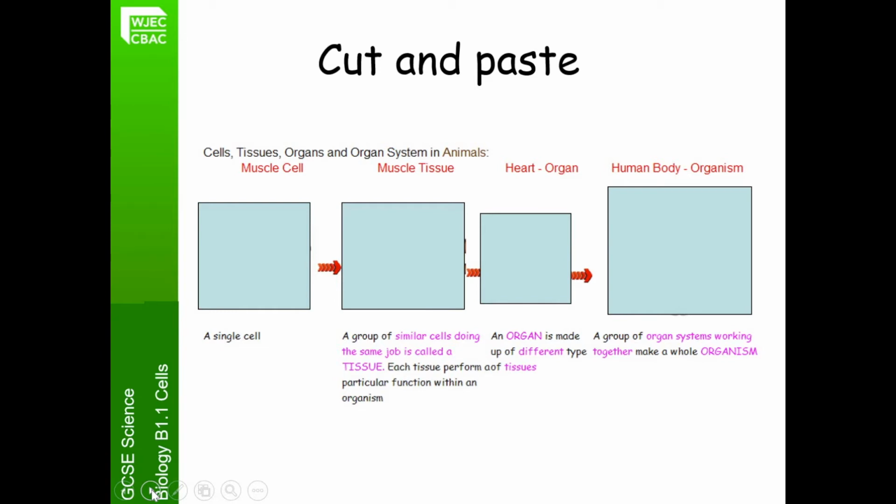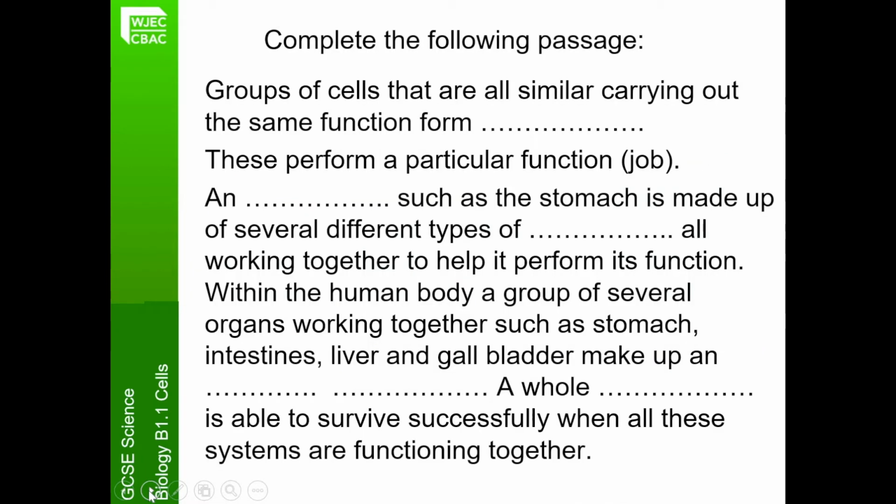So your little task in your book on page 25, at the back of your booklet, I'm hoping there should be some little cutout pieces. I'm afraid they're probably in black and white, not colour. You need to cut out the picture of one single muscle cell, and that starts off the cut and paste flow diagram here, then the muscle tissue, then the organ, which is the heart, and then the whole human body organism, the circulatory system.